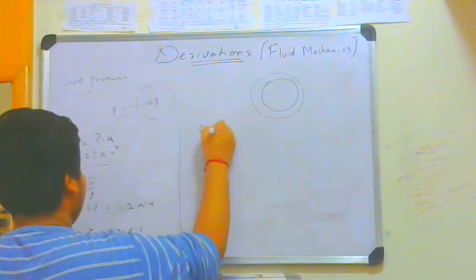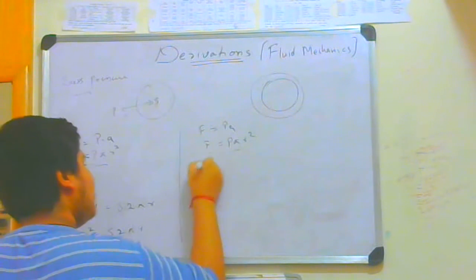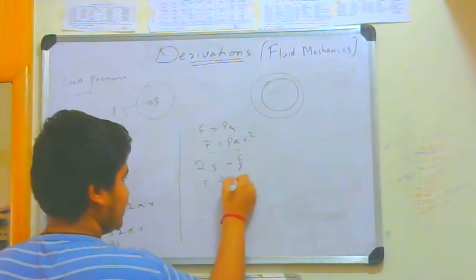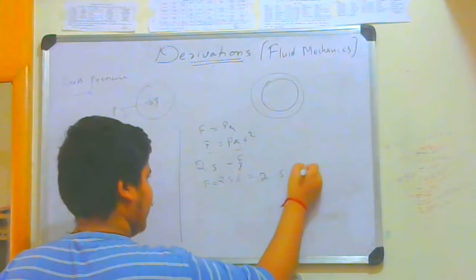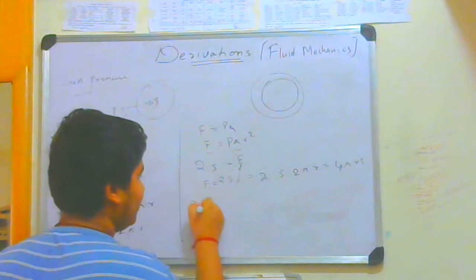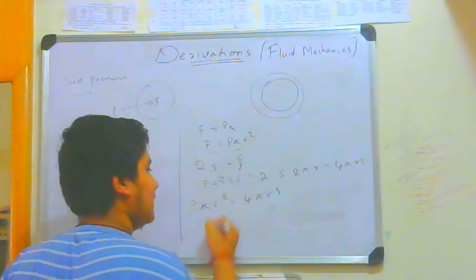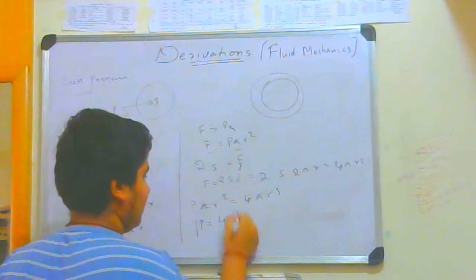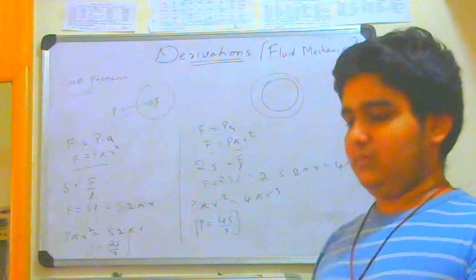This will be same. Again, F is equal to PA, F is equal to P pi r square. यहाँ पे 2S is equal to F upon L और F is equal to 2S L. Okay, that is equal to 2 into S into 2 pi r. That is equal to 4 pi rS. Okay, now equating these two, you will get P pi r square is equal to 4 pi rS. Pi and pi gets cancelled, r and r gets cancelled. So P is equal to 4S upon r. That is the difference. यहाँ पे pressure will become double. Because there are two surfaces, pressure will also become double. ठीक है?